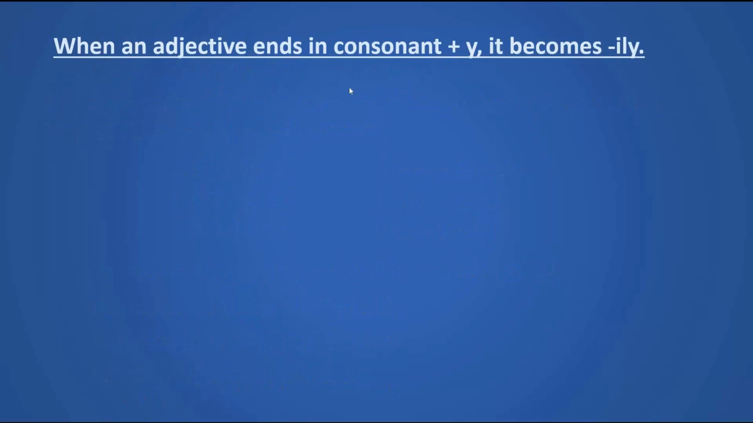When an adjective ends in consonant plus y, it becomes ily. Or when an adjective ends in consonant plus y, y is changed to i and then we add ly. For example, busy, busily. As you can see, the adjective busy ends in y. So we drop y and change it to the letter i and then add ly.